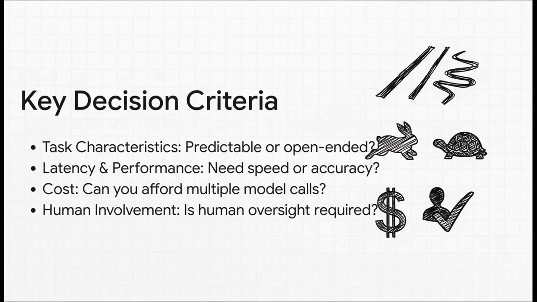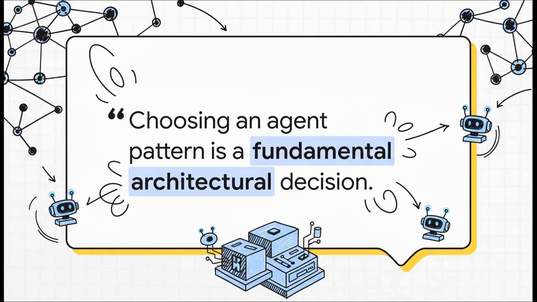First, what's the nature of the task? Is it a straight line, predictable process, or is it more open-ended and messy? Second, what do you care about more, speed or accuracy? Do you need an answer right now, or is it okay to wait a little longer for a better, more polished result? Third, what's your budget? Remember, more agents and more review loops mean more calls to the model, and that costs more money. And finally, and this is a big one, does this task need a human to sign off on it at any point?